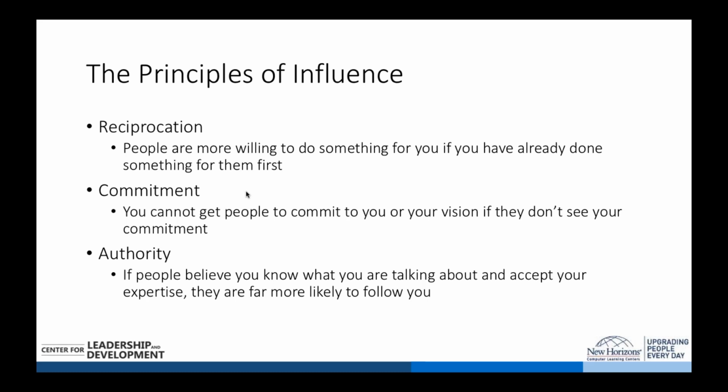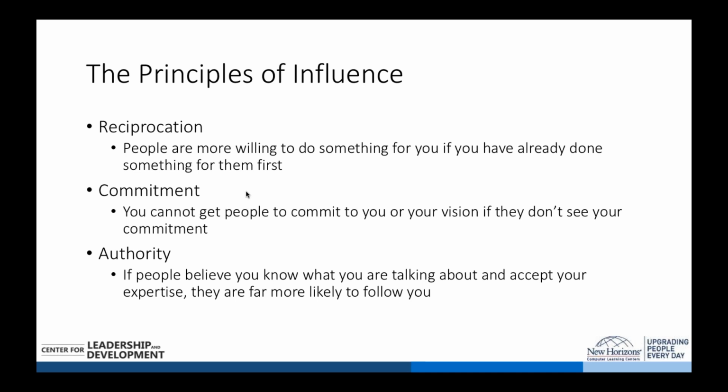Commitment, and this comes back to vision again. You're committed to the vision, and they see that you're committed to the vision. So people will commit to you and your vision as long as they see that you're committed to it. If they don't see that you're committed to what you're doing, if they don't see that in your actions, in your words, and how you work, then they're not going to follow you. They're not going to do it. You're going to have a harder time influencing them.